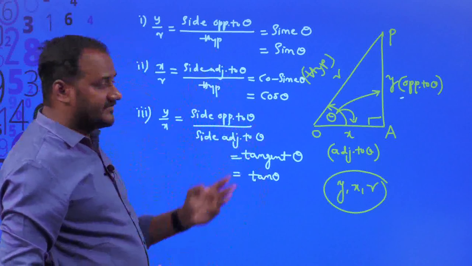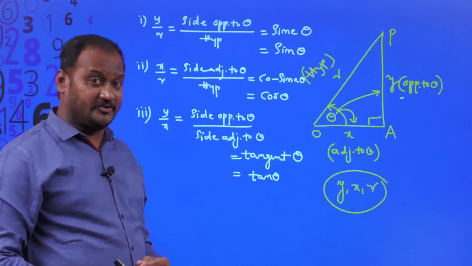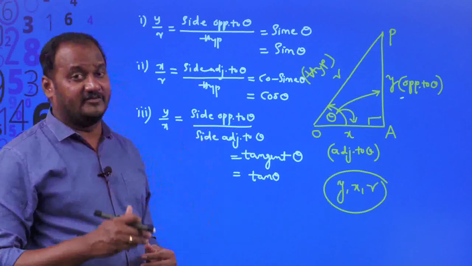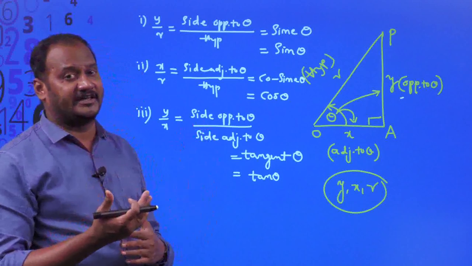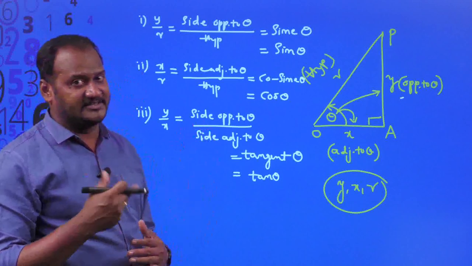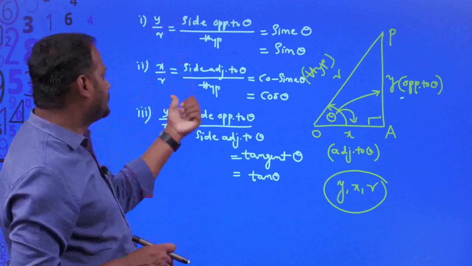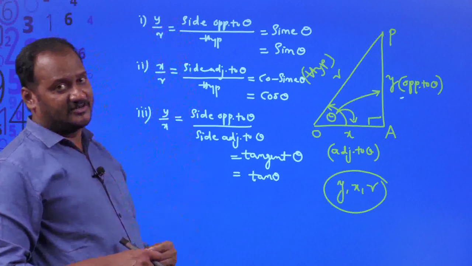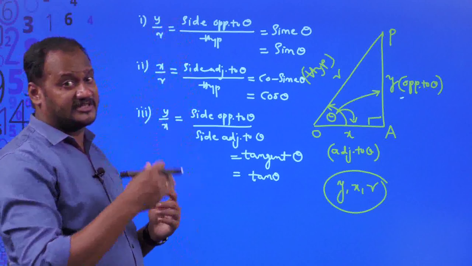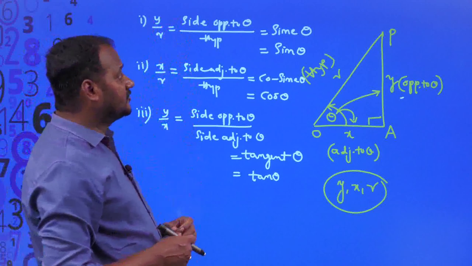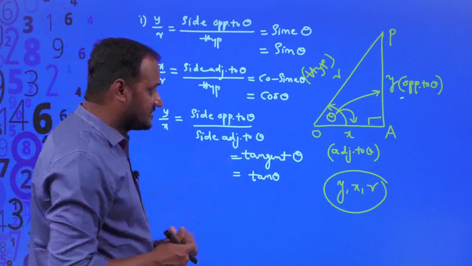Now these are three different ratios. We know about reciprocal ratios. If x is to y is one ratio, then the reciprocal ratio of x is to y is y is to x. Now we have three different ratios: y is to r, x is to r, y is to x. If you take the reciprocals of those three ratios, you will get three more ratios. You can name those three more ratios as follows.